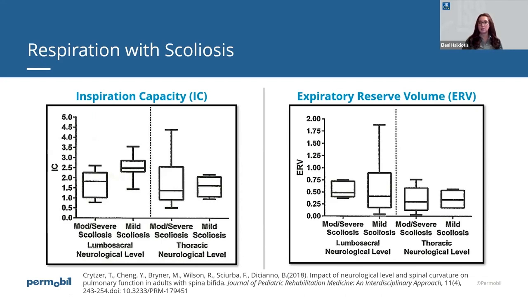And certainly they found that people who had a higher level lesion, like a thoracic level lesion, coupled with a moderate to severe scoliosis, had lower levels for inspiration capacity and expiratory reserve volume, whereas people who had a mild scoliosis and a lumbosacral lesion had really the best performance when it comes to inspiration capacity, but also some restrictions with expiratory reserve volume because they do not have all of their abdominal muscles innervated to really contract and expire that air. And so they end up with extra air in their lungs and not being able to really blow all that air out. And that certainly is related to pulmonary dysfunction issues.